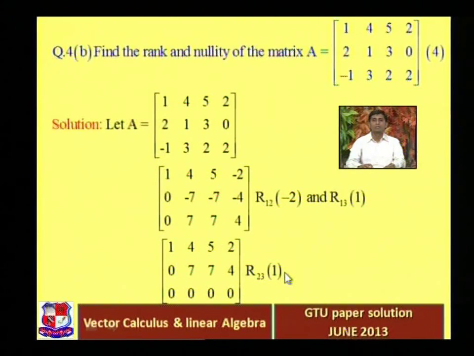Now you can see in this matrix we have two non-zero rows. So what is the definition of rank of a matrix? If you want to find the rank of a matrix, first of all you have to convert that matrix into row echelon form or reduced row echelon form, and the number of non-zero rows is exactly the rank of the matrix. So here we have two non-zero rows, so the rank of the given matrix is 2. And to find nullity, we can use the rank nullity theorem.